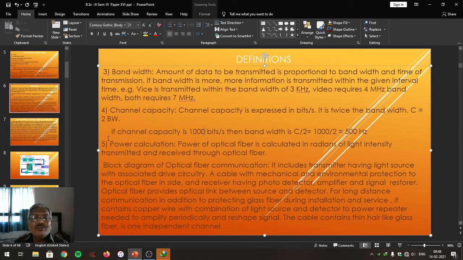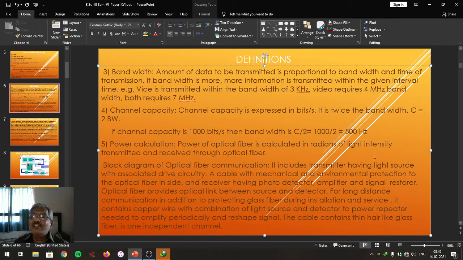The last term which we are going to define is the power calculation. In physics we have studied power of optical fiber is calculated in terms of radiance of light intensity, which is transmitted and received through the optical fiber. So radiance is the measuring aspect of the power of the light, and the same is applied in the optical fiber communication also. Dear students, these are some of the definitions which we are required to cover.